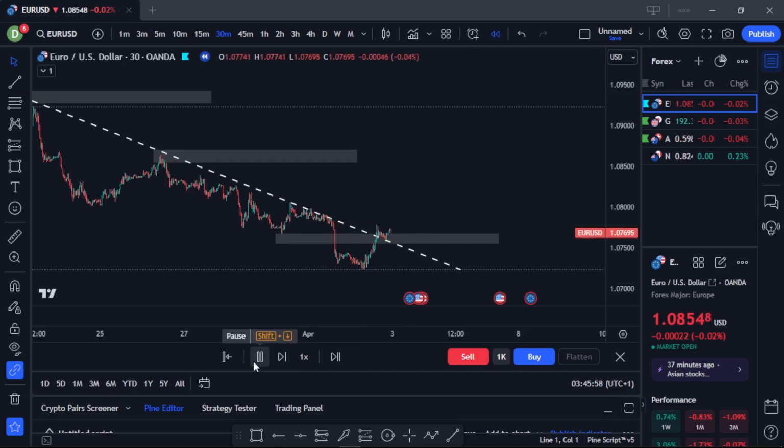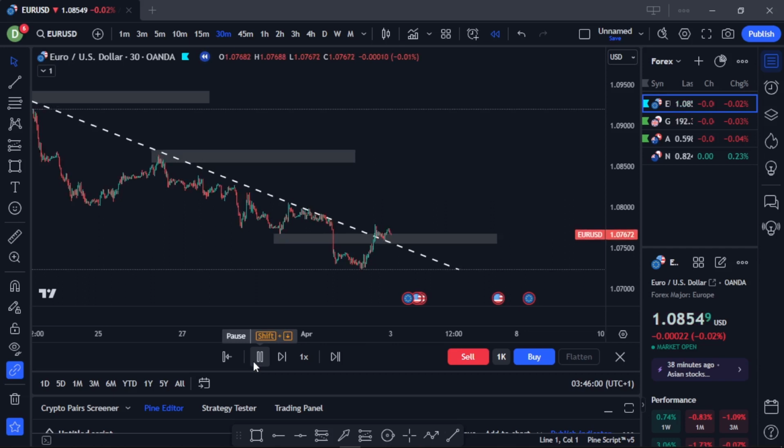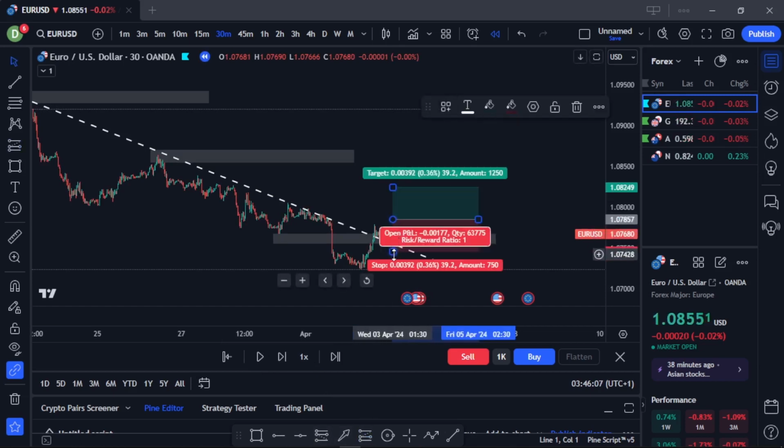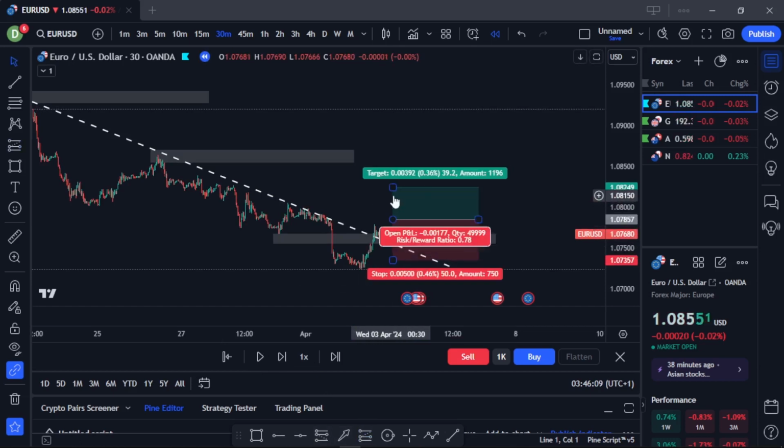Because when you use a key level, you're always expecting that the market can possibly change direction, and to make sure that that change of direction doesn't get you out, you need to understand the concept I'm about sharing with you in today's video.